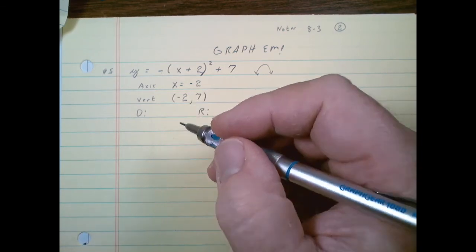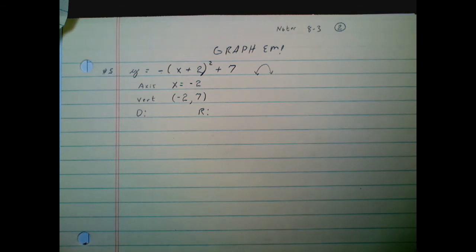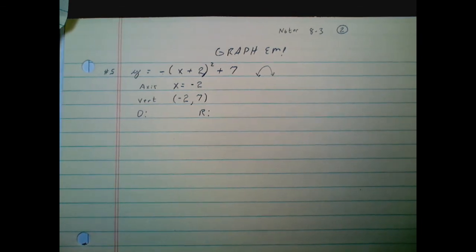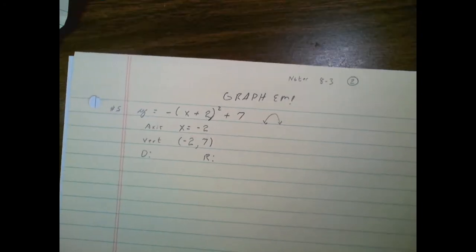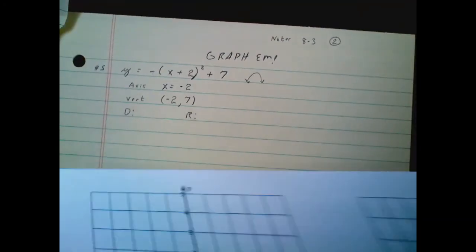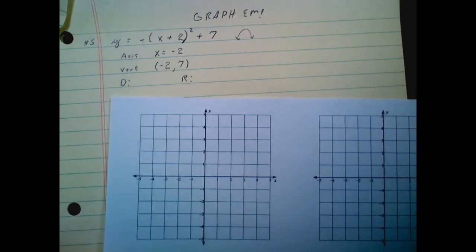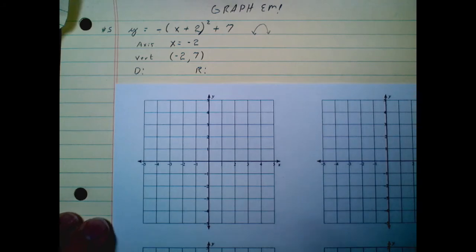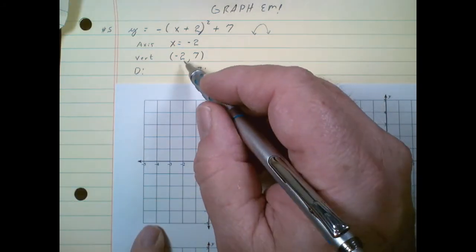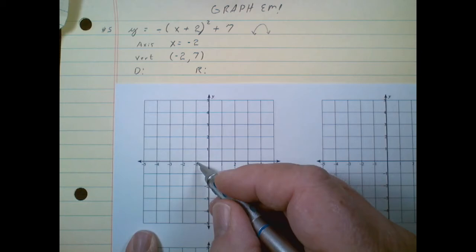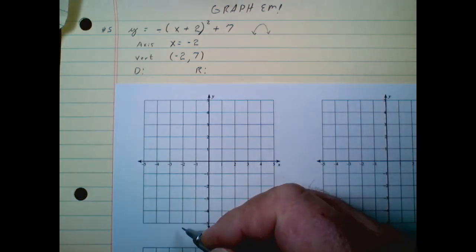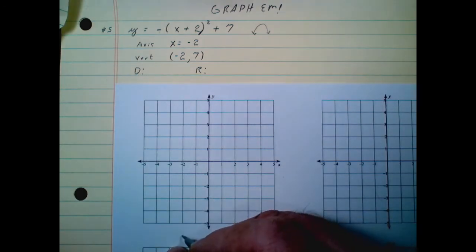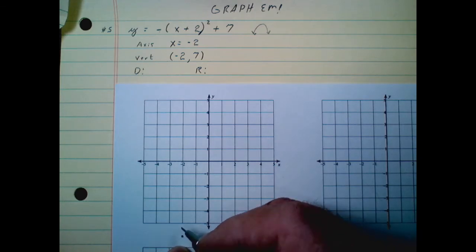Okay. Now, I noticed that a lot of you had graphing paper. So I'm going to actually pull out some graphing paper here, and I'm going to see if I can graph this one. What would this look like? Okay, so I have a vertex at negative 2, 7. Oh, and it's not going to fit on my paper. That's going to make it difficult. So it's going to be way down here.